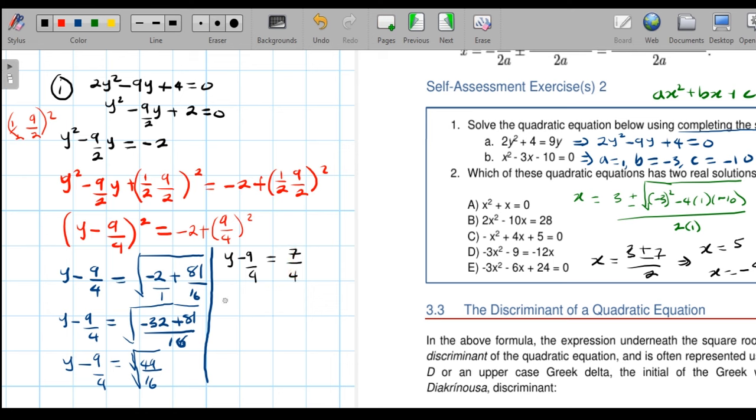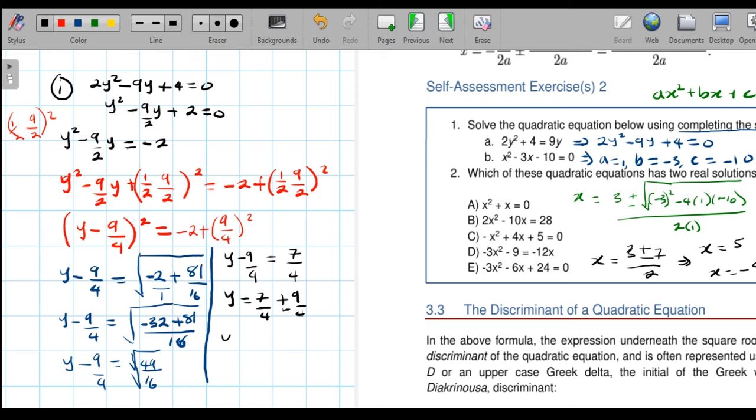So let's take this to the right hand side. y will be equal to 7 over 4 plus 9 over 4, right? So this is going to become plus or minus, since a quadratic always has a plus or minus answer, right? Is either plus or minus.